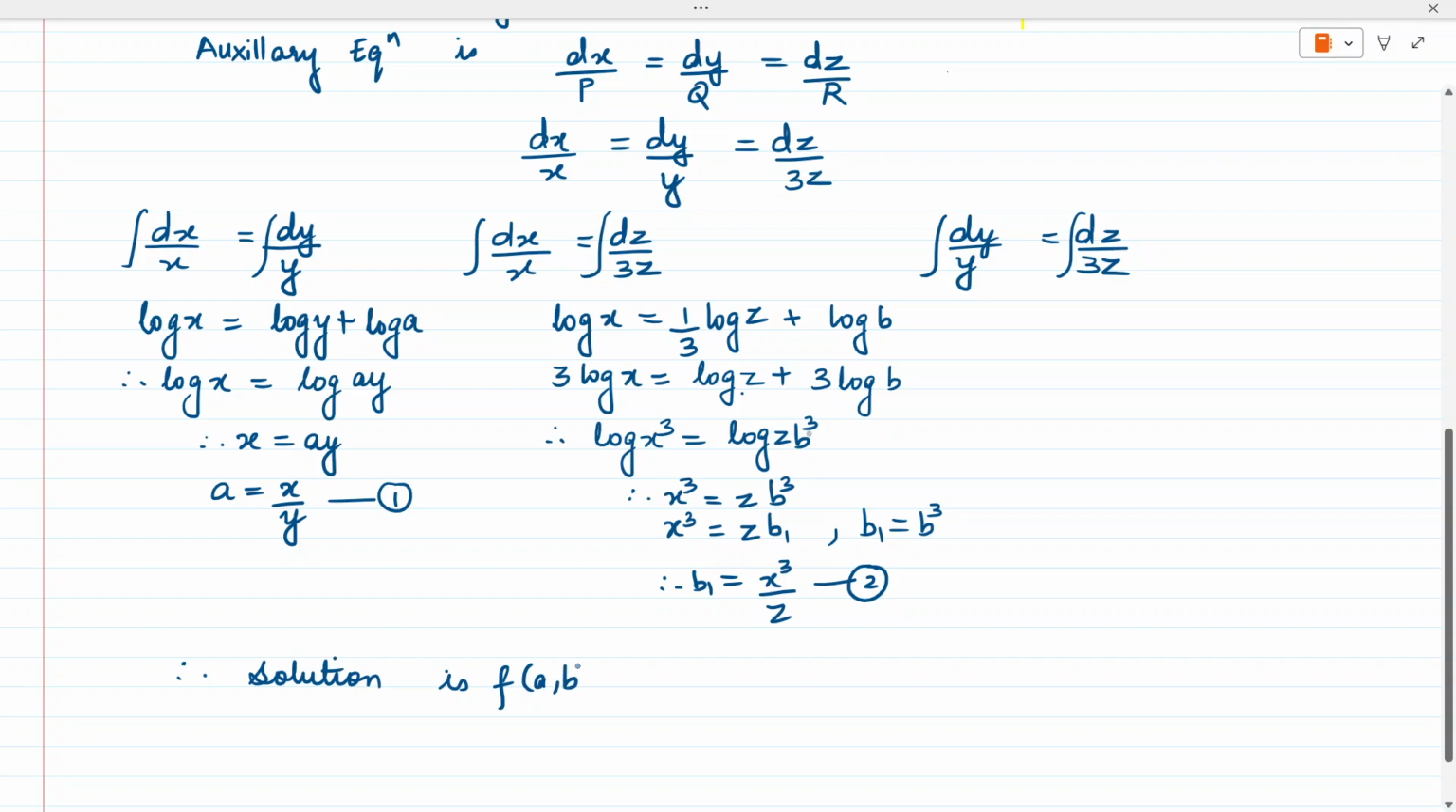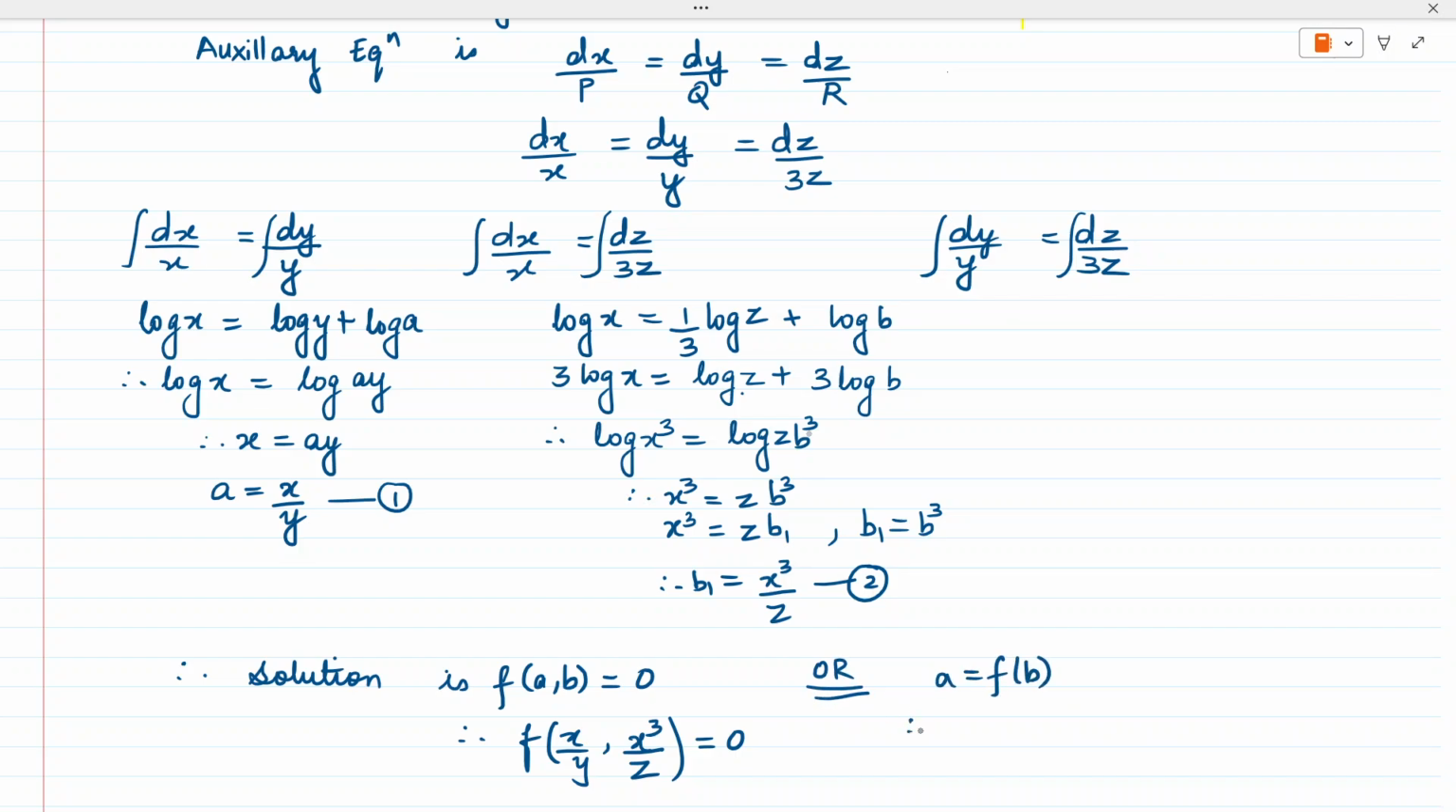And once you've got two independent solutions, you will write down, therefore, the solution is f of a comma b is equal to 0, which gets replaced by f of x by y comma x cube by z is equal to 0. Or the second method of writing the solution was a is equal to f of b. Okay, let me call this b1, not b.